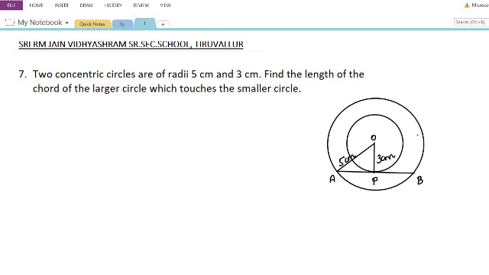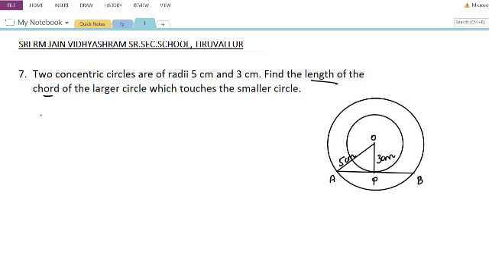So here they have given two concentric circles, one with radius 3 centimeter. You can see OP is 3 centimeter. And the other one with radius 5 centimeter. OA is 5 centimeter. So for both the circles, the center point is O only, the radius differs. That is what a concentric circle is. We have to find out the length of the chord of the larger circle which touches the smaller circle. So here AB is the chord of the larger circle and it touches the smaller circle at the point P.